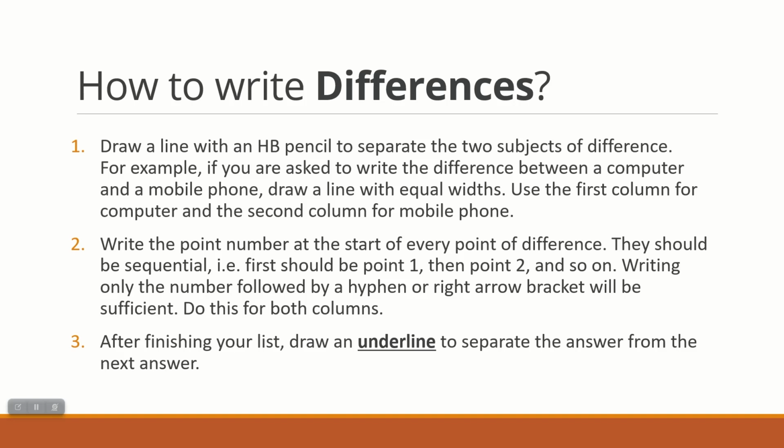After that, we come to point number 2, where you have to start writing a point number at the start of every point of difference, and they should follow a sequence. So the first point goes as point number 1, then point number 2, and so on. Writing only the number followed by a hyphen is a proper strategy. First write the number and then give the hyphen, or first write the number and then put a dot, or perhaps a right arrow bracket. All of them are sensible and can be used as pointing options.